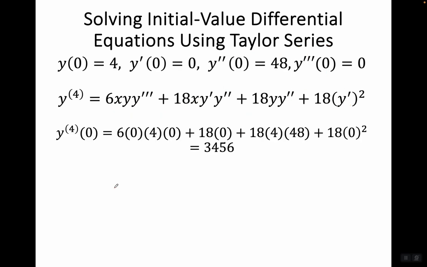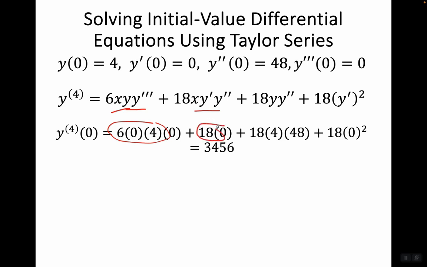So let's plug in stuff, because we don't want the fourth derivative of y. We want the fourth derivative of y at 0. So let's plug in what we know. We'll plug in x, y triple prime. We get this. Plug in x, y prime, y double prime at 0. That's what we end up with.